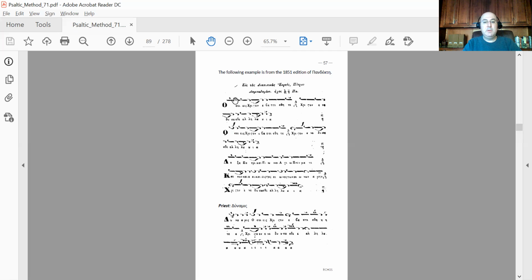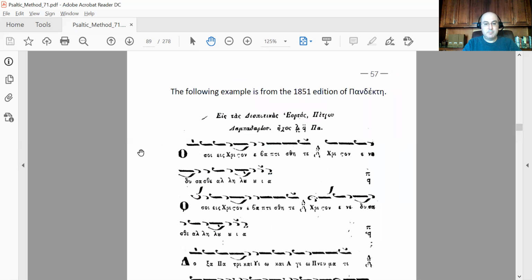Pa, vu ga di, three notes up. Di, ga, vu, ga, di, ke, ga, vu, pa.